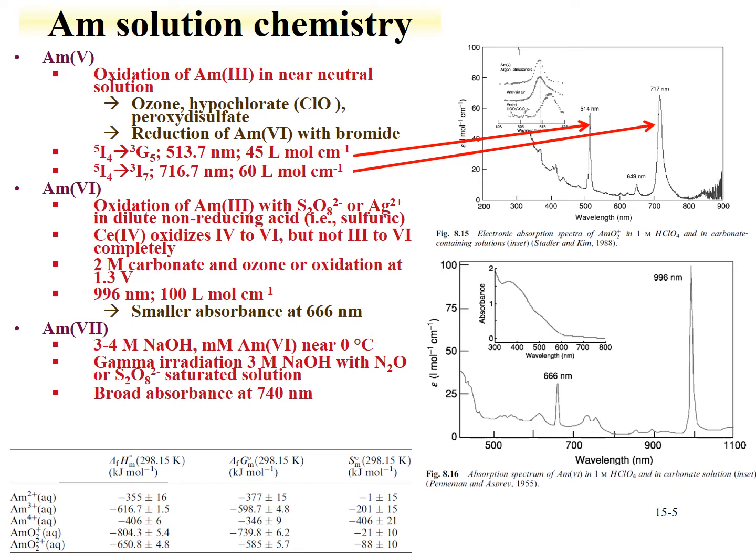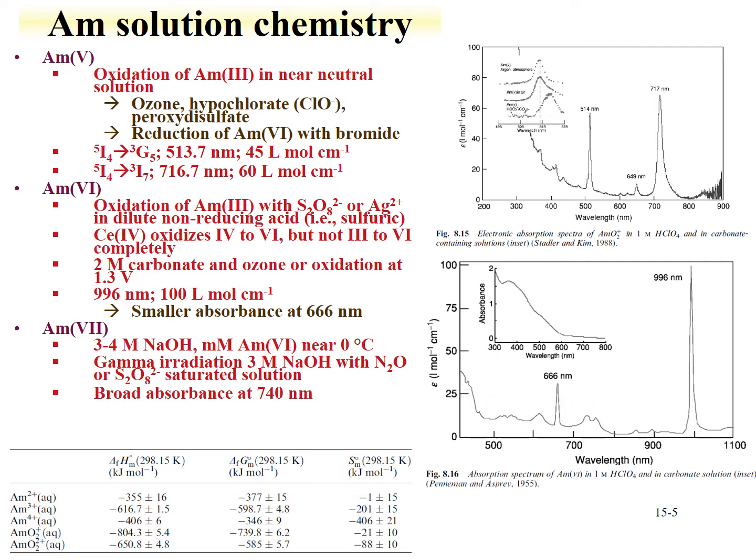Americium 6 is, again, another americium compound like americium 5. This can be produced by the oxidation of americium 3 with peroxydisulfate or silver. Cerium 4 oxidizes the 4 to the 6, but not the 3 to the 6 completely. Carbonate and ozone, or oxidation at 1.3 volts, can also be used to produce and stabilize the americium 6 oxidation state. And the molar absorptivity is shown here, at about 1,000 nanometers. And there's a smaller absorbance at 666 nanometers.